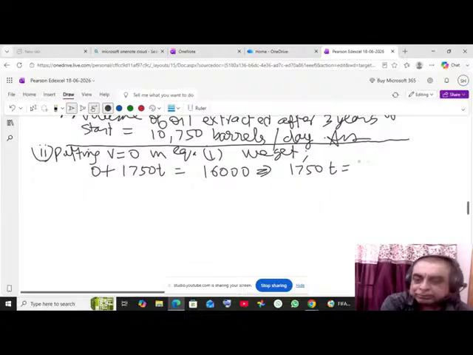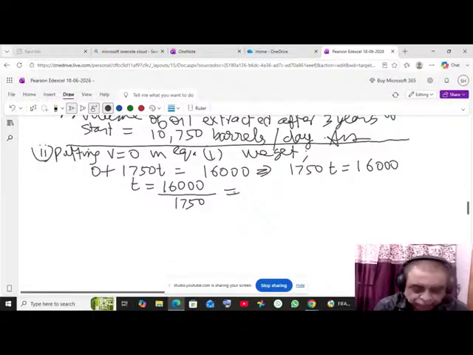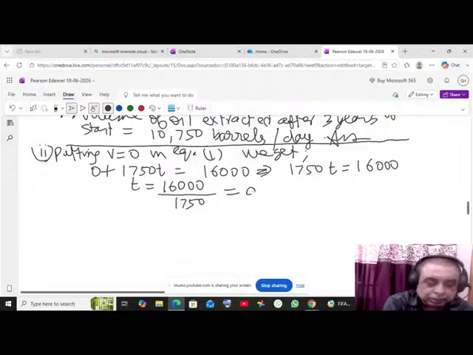1750 times t is equal to 16,000. So what will be the value of t? The t value will become 16,000 divided by 1750. Now divide and find out the answer. So we are dividing 16,000 by 1750. This comes to, rounded to the second decimal place, 9.14. Okay, 9.14 is coming.